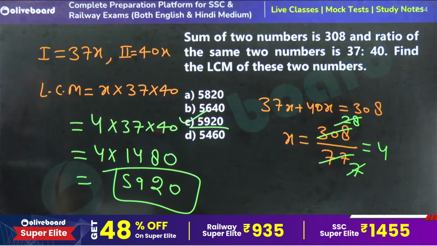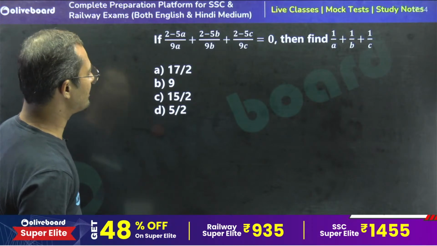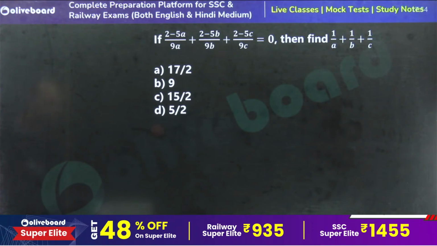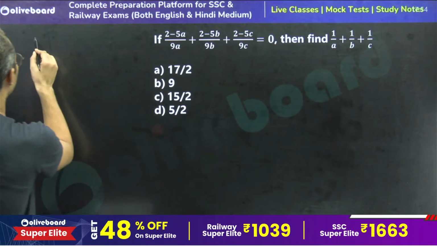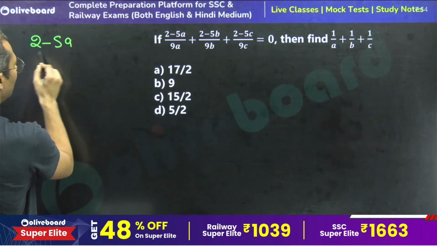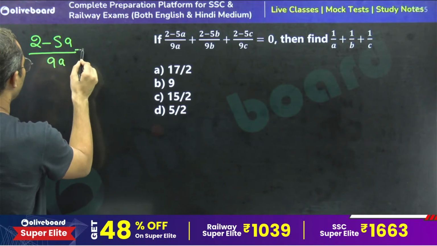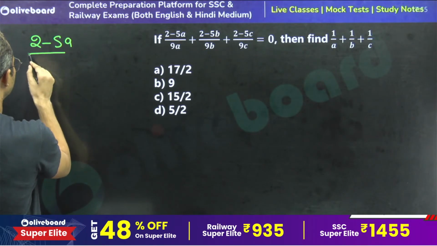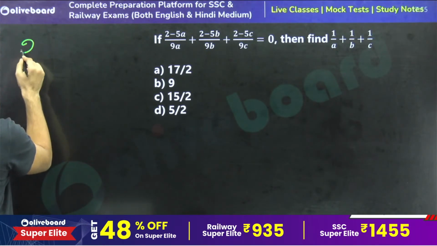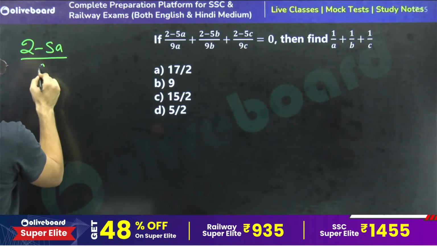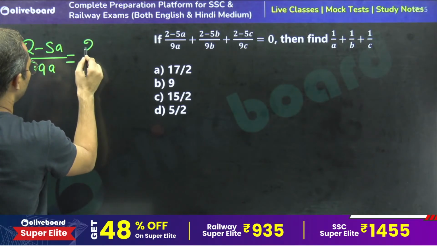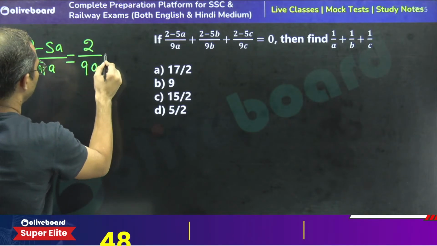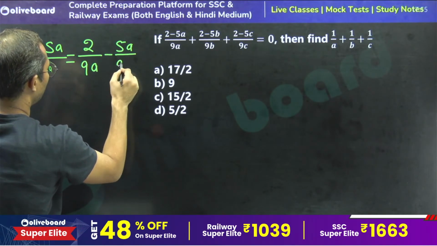Okay. So moving to next question. Tell me what is the answer of this question. See, we can write 2 minus 5a divided by 9a, right? So we can write it as 2 by 9a minus 5a by 9a.